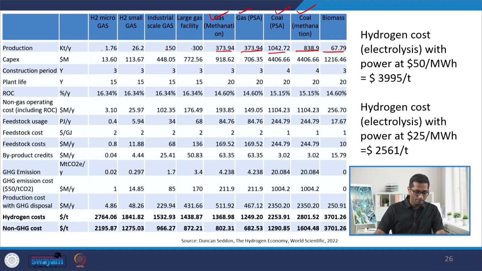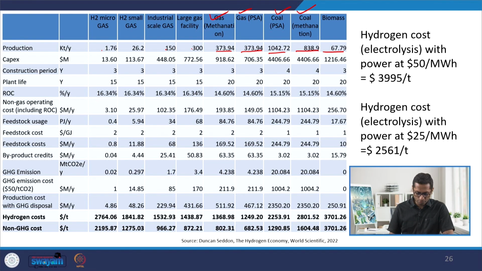The next thing is the capex. So the capex you can see is somewhat similar to the earlier cases. For the small case, the capex has been decreasing, taking into account the economies of scale. The construction period is almost 3 years for all the plants. Only the coal based plants have a 4 year construction period.